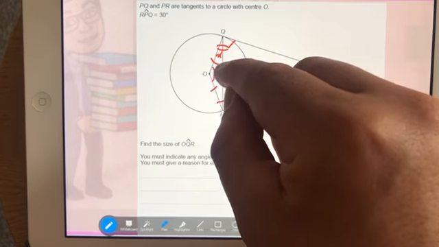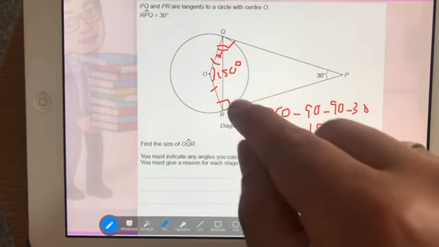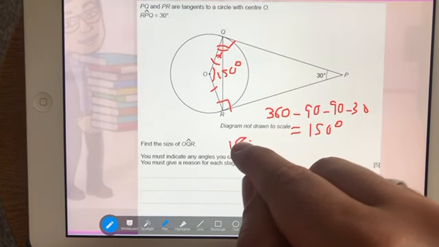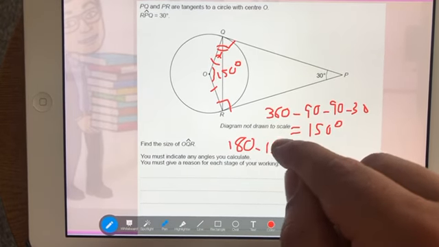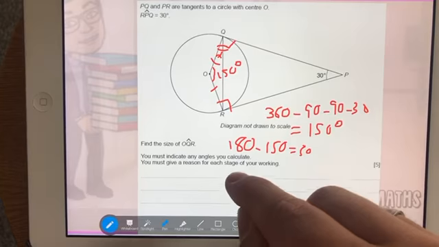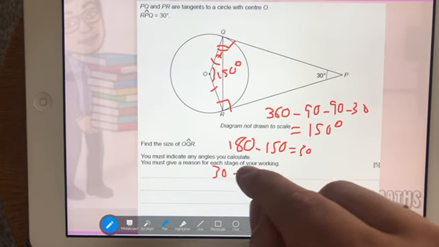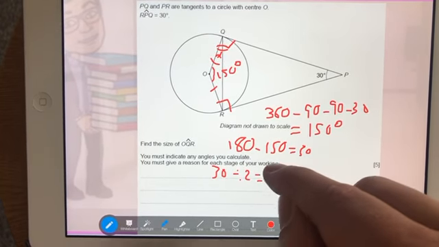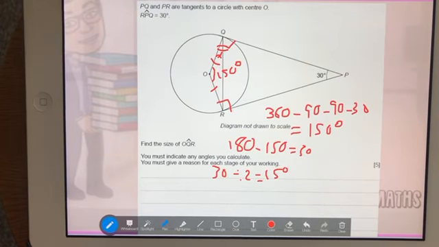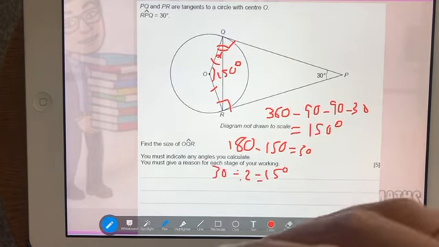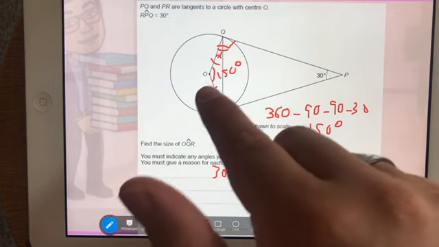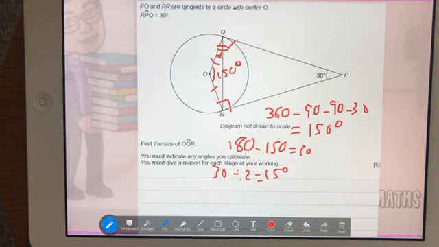If that one in the center is 150, okay, I can do 180, take away 150 is 30, and then 30 divided by 2 to get 15 degrees for my angle X. But you'd have to say your rules as you go through. You'd have to say where the tangent meets the radius, it makes 90 degrees. The two radii and the chord make an isosceles triangle, and angles in a four-sided shape add up to 360. You would have to say those as you go through.